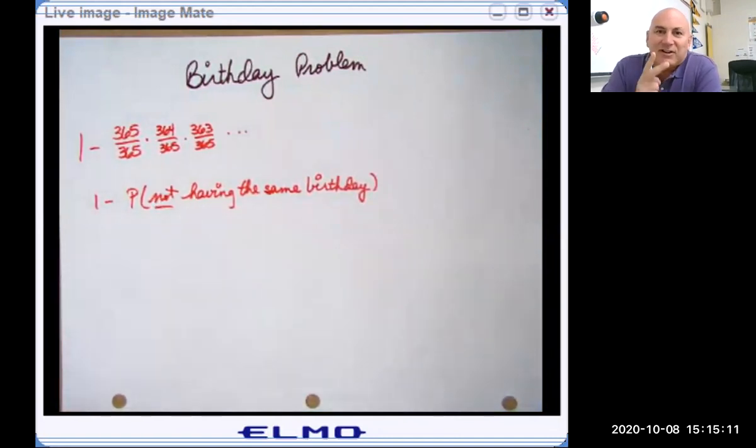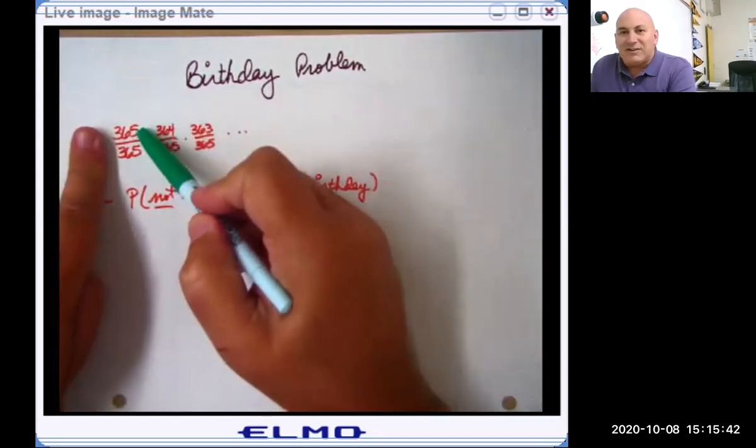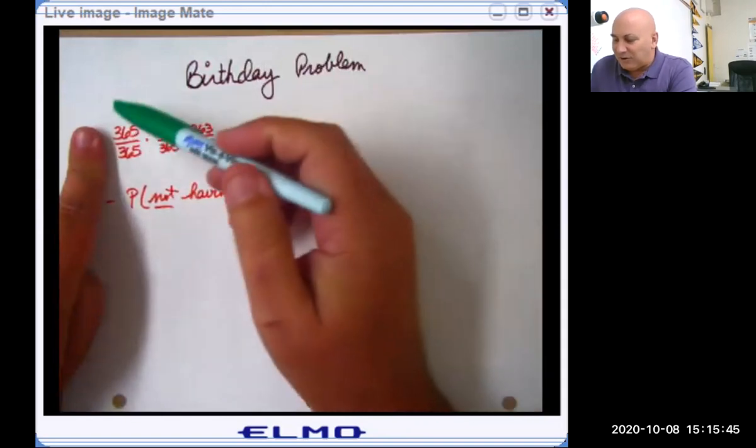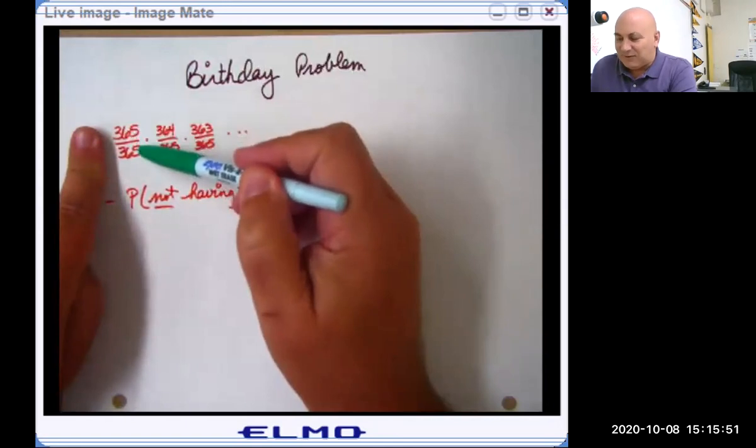So the probability that at least 2 people have the same birthday is 1 minus the probability that nobody has the same birthday. Think of that. The probability that 2 or more people have the same birthday is 1 minus the probability that nobody has the same birthday. So how do we figure out the probability that nobody has the same birthday? Well, for the first person, we'll just assume a 365-day year here. There are 365 dates that person could be born on out of the total of 365.